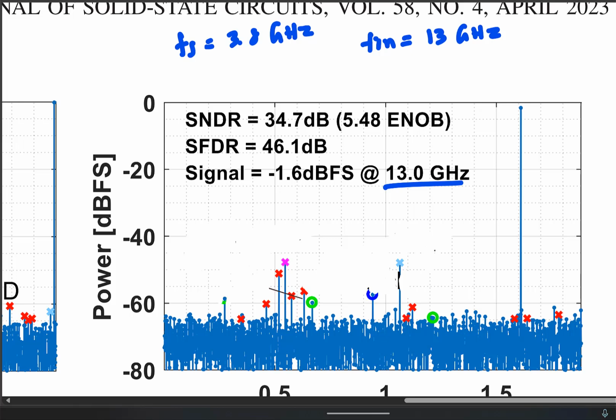Think about it, 2.4. No. My fs is 3.8. The maximum frequency I can have is 1.9. So 3.8 tables. 3.8, one is 3.8. 1.6 or 0.6?